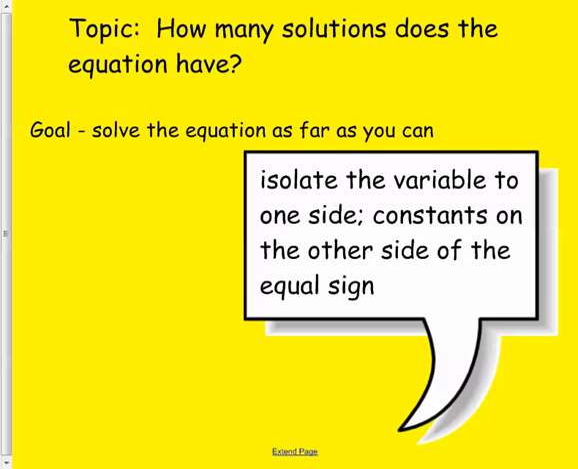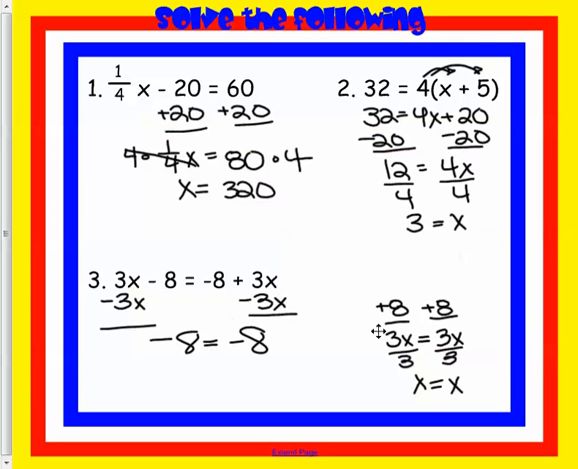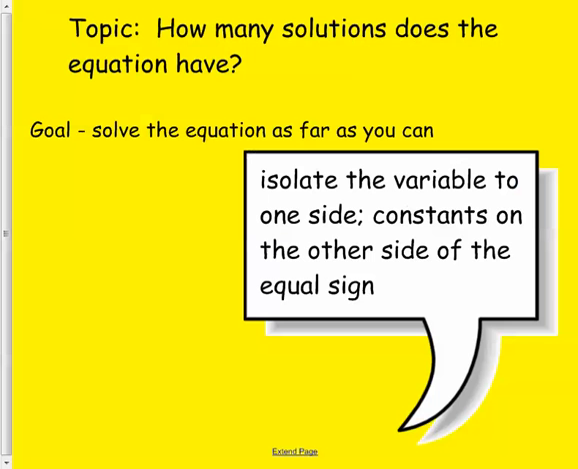So, how many solutions does an equation have? That's our goal to find out. We're going to isolate the variable to one side and get all the constants on the other side of the equal sign. Okay, so the goal is to never lose those variables like we might have done over here where we have this -8 equaling a -8. Okay, so make sure that we isolate each side.